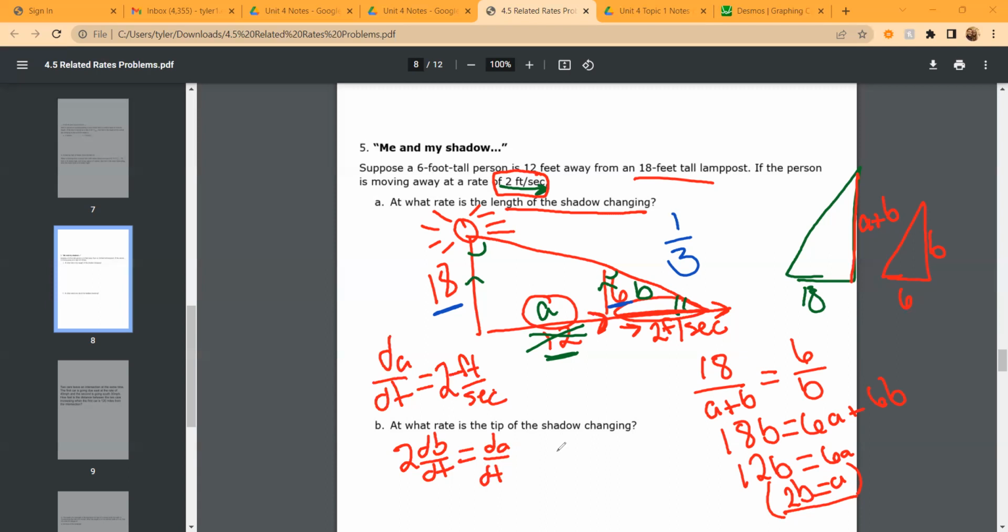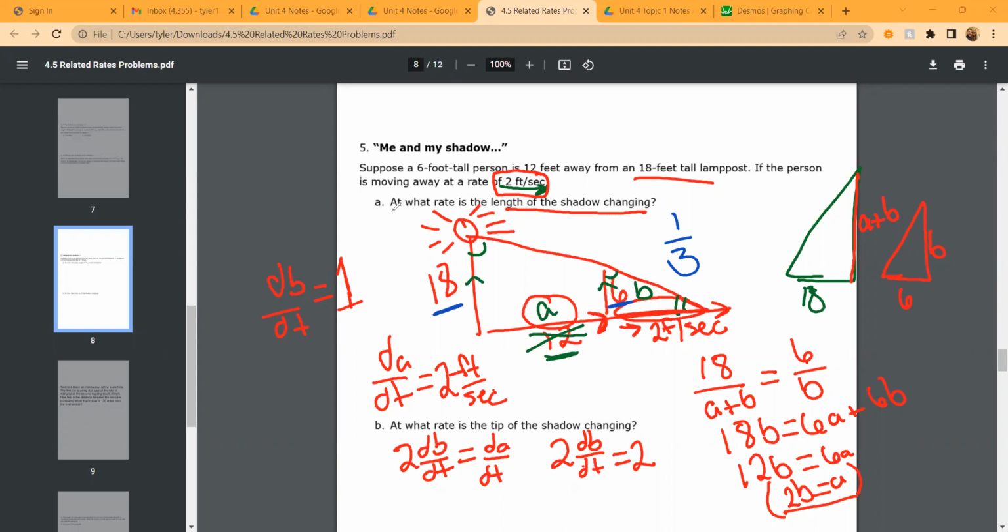And so this gives me 2 dB/dt equals 2, and so dB/dt equals 1. Questions with that, please let me know. But if we try to do any other piece with similar triangles, it's going to be a bad time.